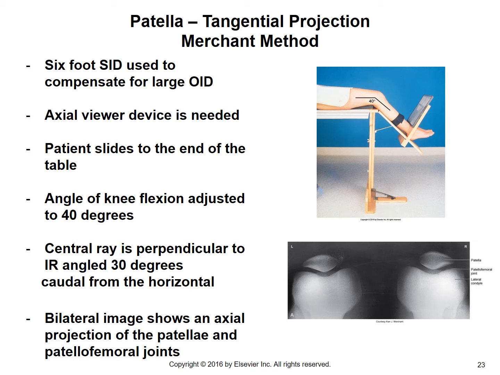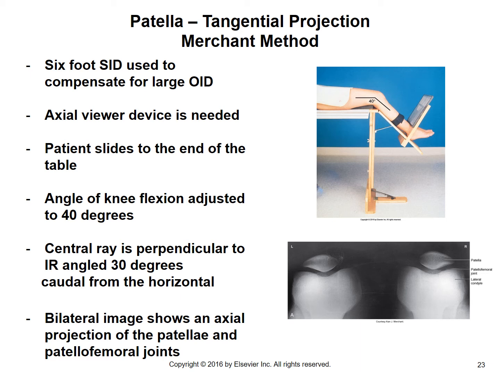You can be creative. You can use a chair at the end of the table. I've seen that. And then you put some pillows and put the feet resting on that. You can be a little bit creative, but Merrill's recommends that you have this axial viewer. Patient's going to slide to the end of the table. Angle of knee flexion is adjusted to about 40 degrees. Central ray is perpendicular to the IR, angled 30 degrees caudal from the horizontal. So you're going to be angling down about 30 degrees.